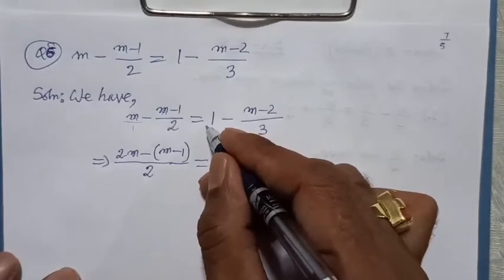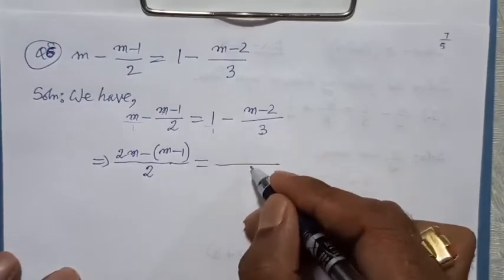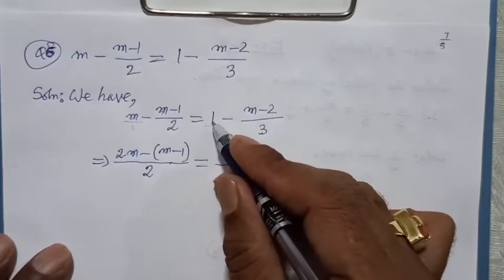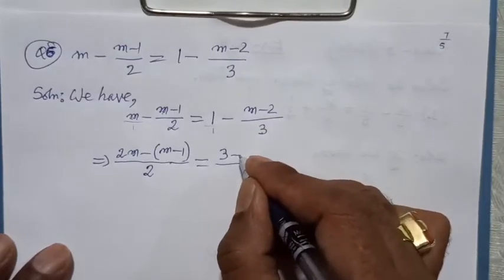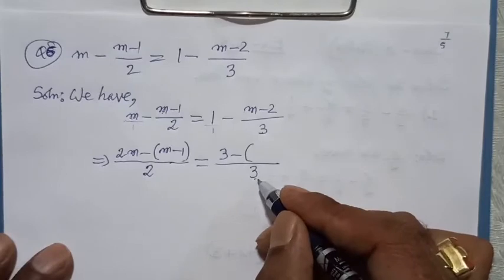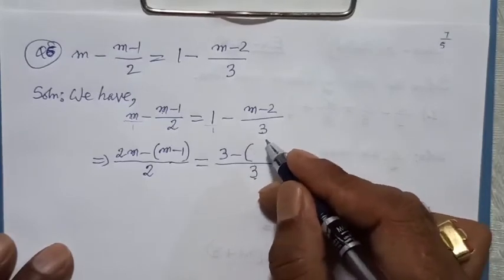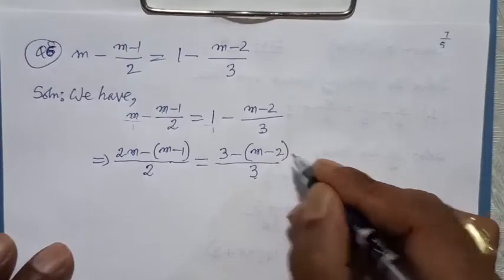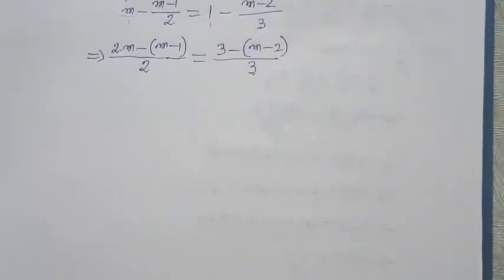Here, for this 1, in the denominator there is 1. 1 and 3, taking the LCM, there is 3. 3 divided by 1, we'll get 3. 3 into 1 is 3. Minus sign, use a bracket. 3 divided by 3, then we are getting 1. 1 into m is m. 1 into 2 is 2. We are getting this. Now, next steps.